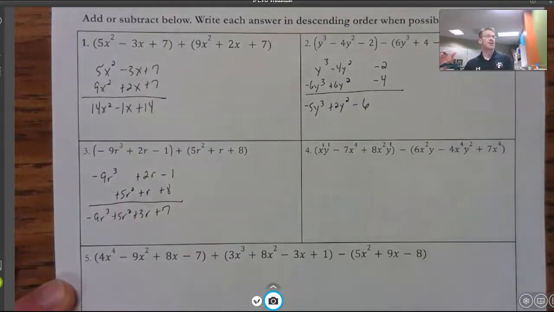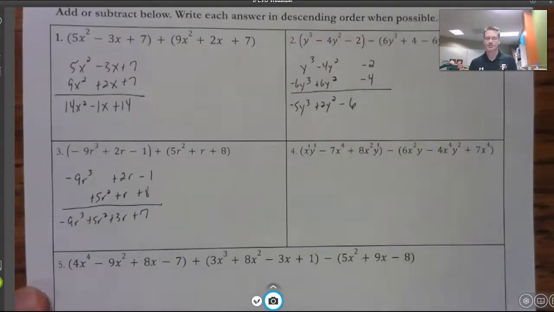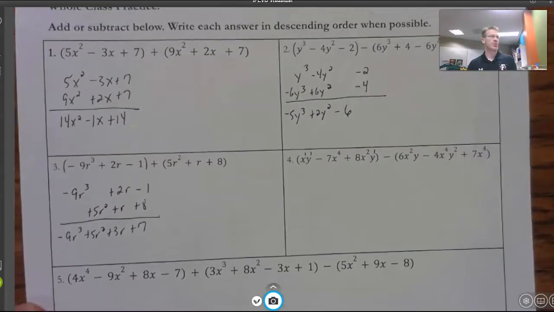Now this is when we say descending order when possible, because you may not be able to do that for both variables. You can pick one variable and then write it in descending order, or not. So this is where your final answer may be written in different ways, and that's totally fine. Now I'm going to try to put things in order by power of x.